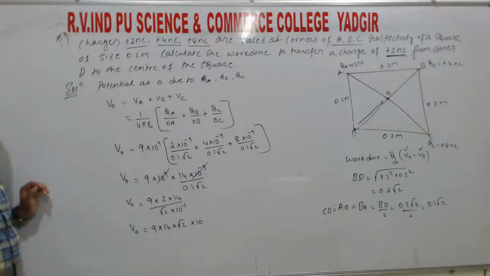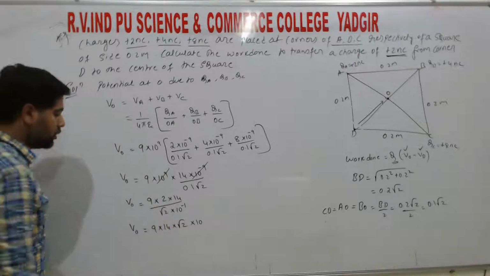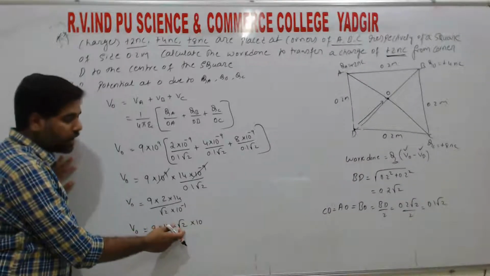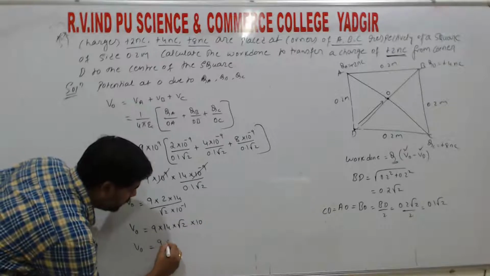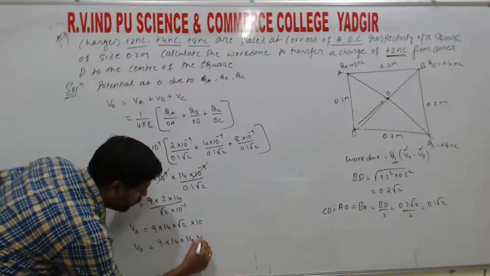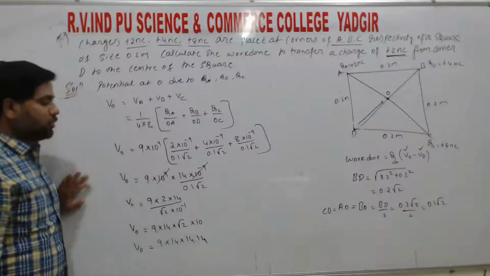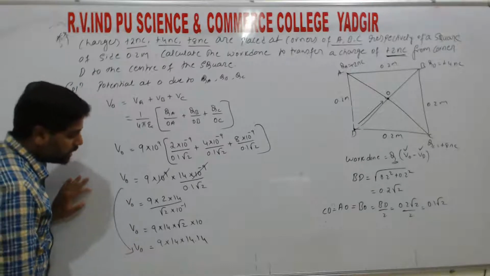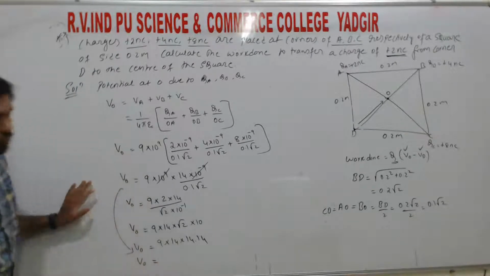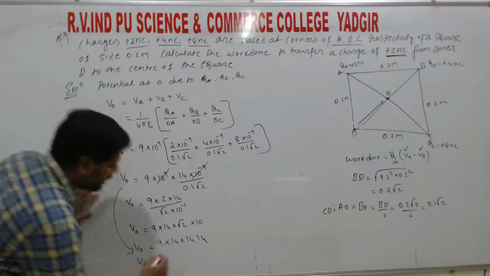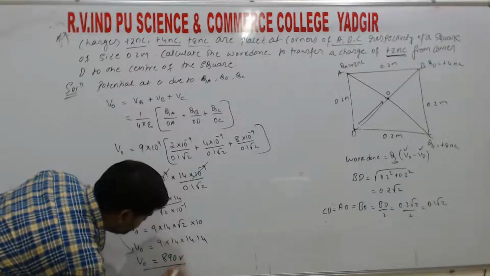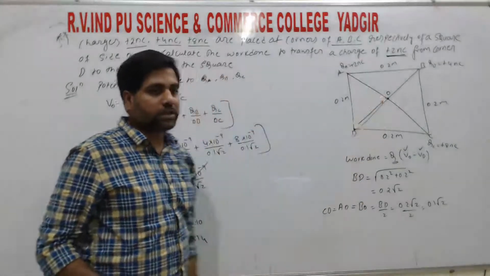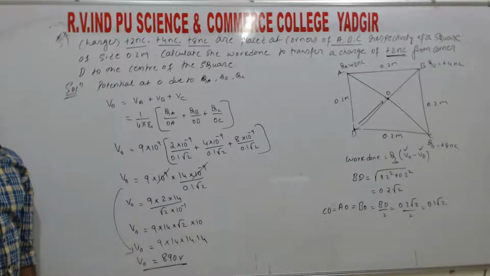So this minus 10, if it goes to the numerator, it becomes plus 10. So by using calculator, if you simplify, root 2 value is 1.41, right? So multiplied with 10, it becomes 9 into 14 into 14.14, right? So the calculator takes only 2 steps. So directly we can write like this, right? So VO is equals to 890 volts. So this one is the value for the potential at O. So here the potential is 890 volts, right?